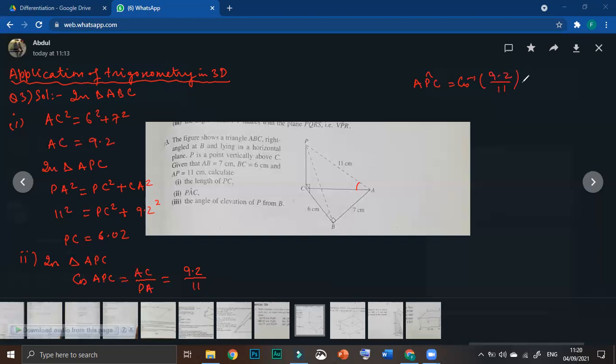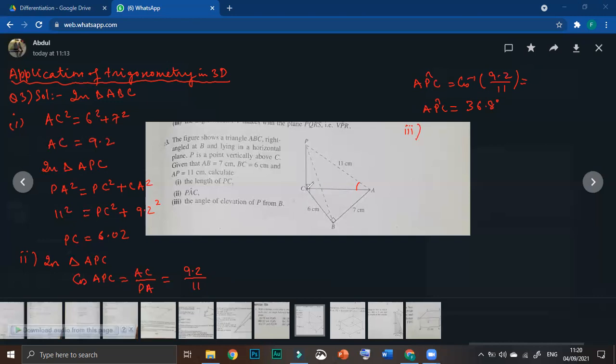What's the final answer? 36.8. 36.8 degrees is the final answer for the angle. This one is part number 2. Now part number 3. The angle of elevation of P from B.